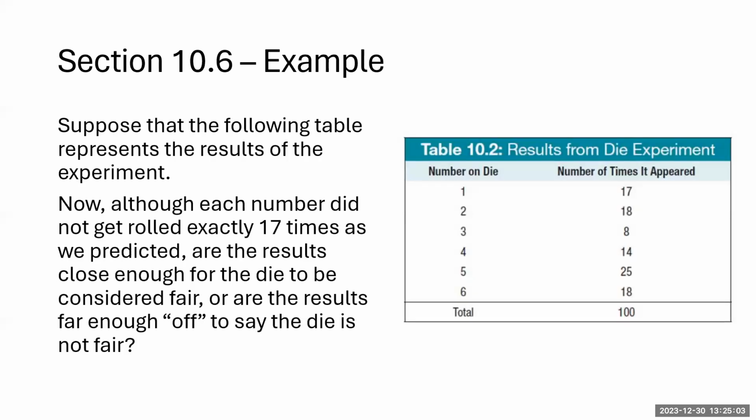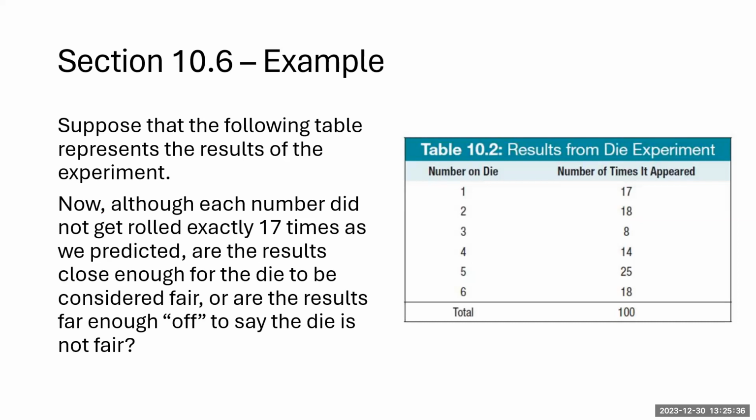Well, here's what reality says. Somebody went and conducted this experiment, okay? And what we see is how many times each value actually did come up in 100 rolls. Now you see on here, not everything came up exactly 17 times as theory predicted. So are these results close enough for the die to be considered fair, or are these way too off that we need to declare the die to not be fair? That's the question this hypothesis test can certainly answer.